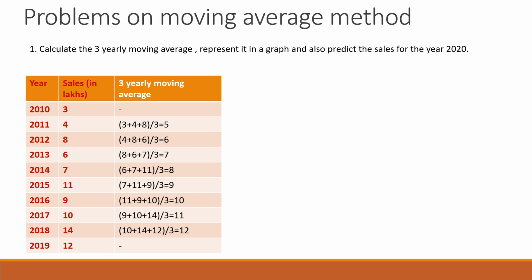Problems on the moving average method. The first is on the 3-yearly moving average, and we have to represent it in a graph, and also the prediction is asked for the year 2020. So in the question, they only provide year and sales. We have to calculate the 3-yearly moving average.